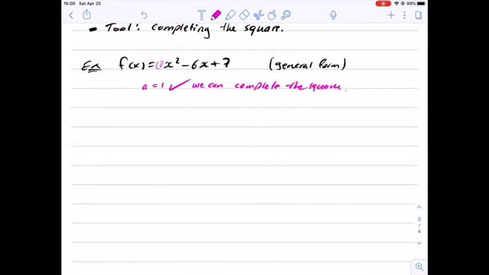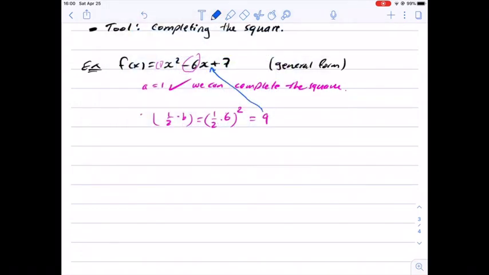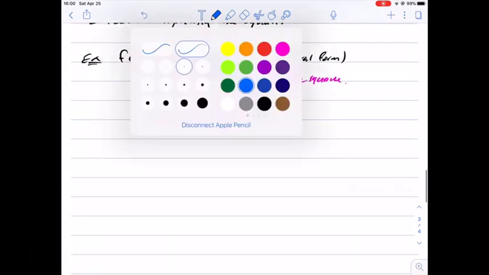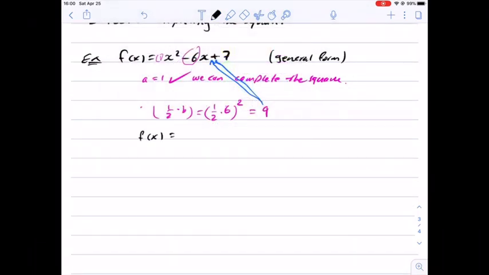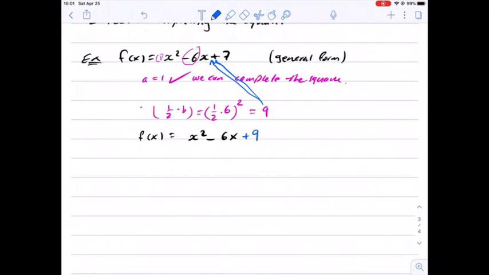Okay, now we take 1/2 of the coefficient of x. The coefficient of x, I mean b, is negative 6, and 1/2 times 6 or negative 6 doesn't matter. The negative sign will not affect this because we have a square here. So 1/2 of 6 is 3, squared is 9. And then we add and subtract 9 here. So this function becomes x squared minus 6x plus 9 minus 9 plus 7.